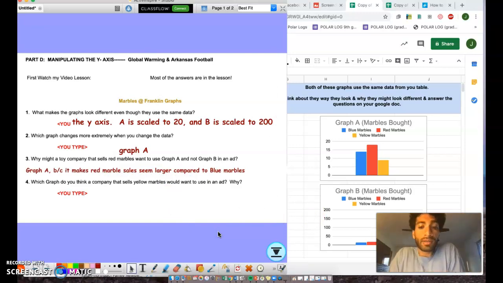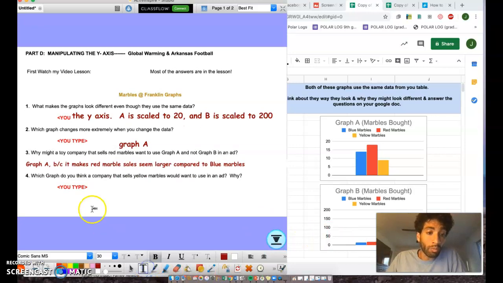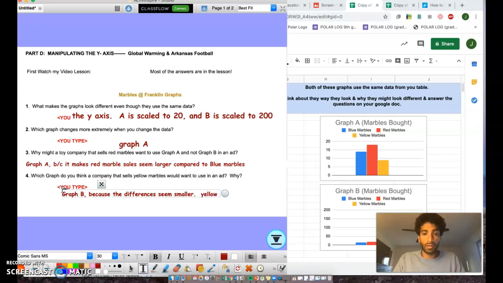Now, let's say I was a company that sold yellow marbles. Which one would I want to use in an ad? If I look at graph A, it makes it seem like yellow is extremely unpopular compared to blue or red. But if I look at graph B, it's like they're pretty close. So if I were a yellow marble salesman, I would use graph B because the differences seem, how would you say it? The differences seem smaller. Yeah. Yellow's not that far behind.